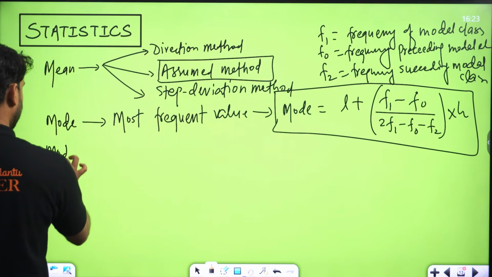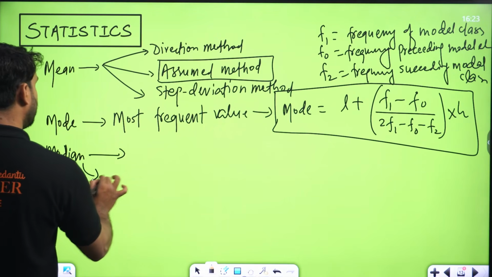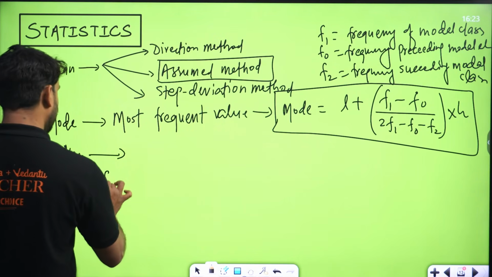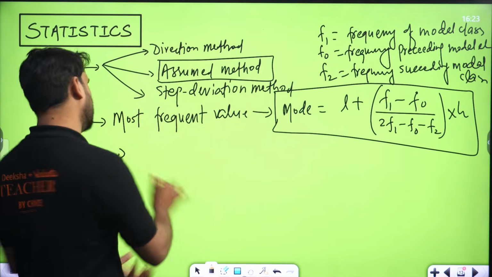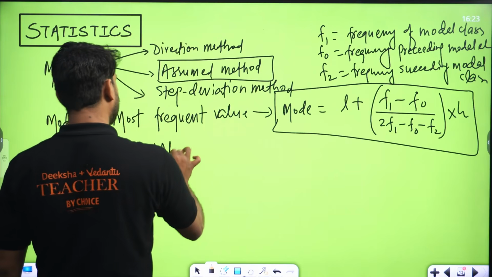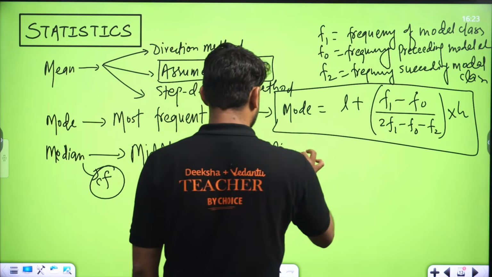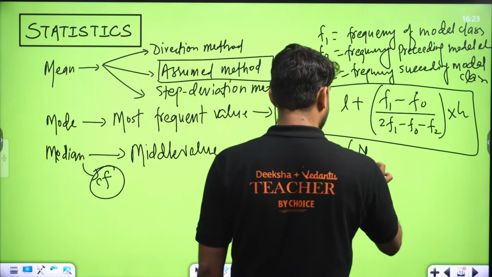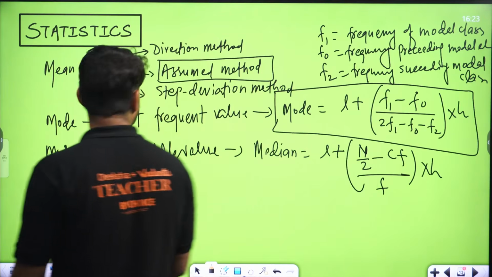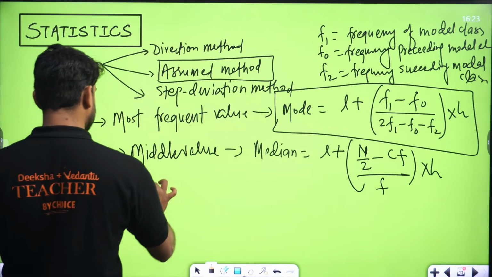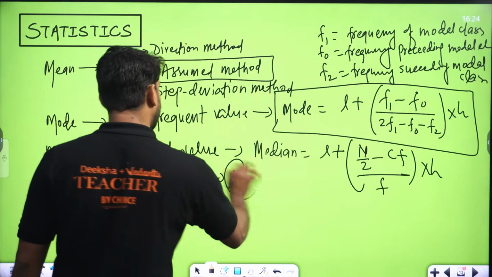Now if I talk about the median, the median is very important. To find the median, we always make another table, a cumulative frequency (CF) table. The median is the exact middle value. There is a very important formula to calculate the median: L plus (n by 2 minus CF) divided by f into h. And here also you have to find the median class first. To find the median class, you have to find n by 2 first.